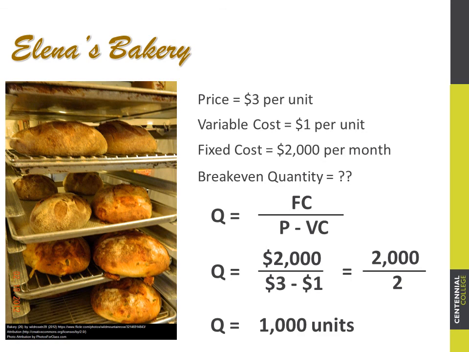This means that in any month, Elena must sell 1,000 loaves of bread in order to break even. If she sells fewer than 1,000 loaves, she will lose money that month because she won't have enough revenue to cover her costs. If she sells more than 1,000 units, she will make a profit that month. A business owner like Elena would greatly benefit from this information. Now she can set a sales goal of at least 1,000 loaves of bread per month or higher, and put together a marketing strategy to achieve that.